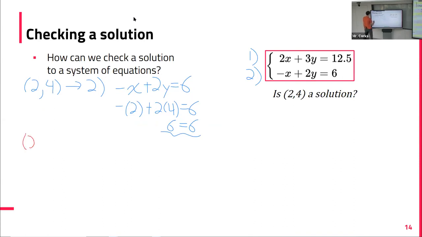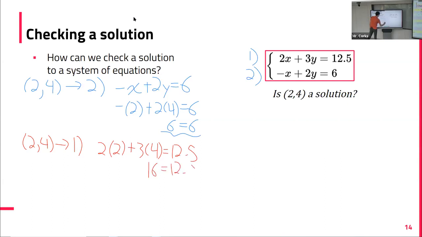So our point into equation 1 gives us 2 times 2 plus 3 times 4 equals 12.5. We get 16 equals 12.5. How do we interpret this result? It's not on the line. So it's a contradiction. We made the assumption that it was, but then something went wrong later. So our assumption is wrong. It is not on that one. So no for that one, yes for that one. So it's not a solution. It has to be on both of them to be a solution.